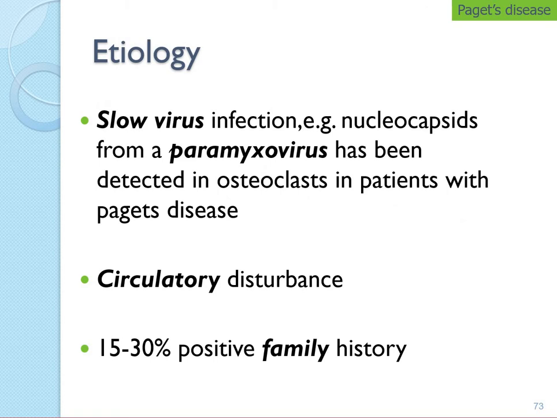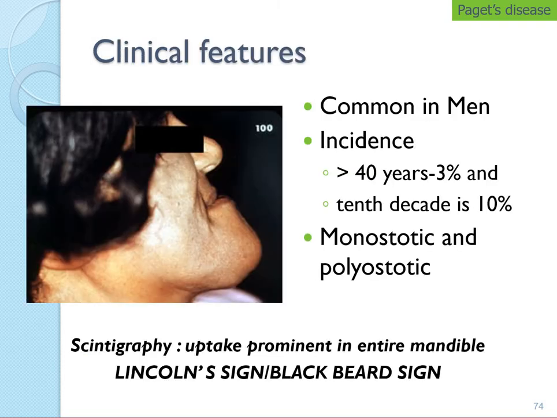It was thought to be caused by a slow virus infection, something similar to a paramyxovirus, but we are not sure what has caused the abnormality in the osteoclasts. It is also thought to be due to circulatory disturbances, but 15 to 30% have a family history, indicating there is a hereditary or genetic mode of transmission. Clinically, it's more common in men, and it is usually seen in the older age group, more commonly in the last decade of life.